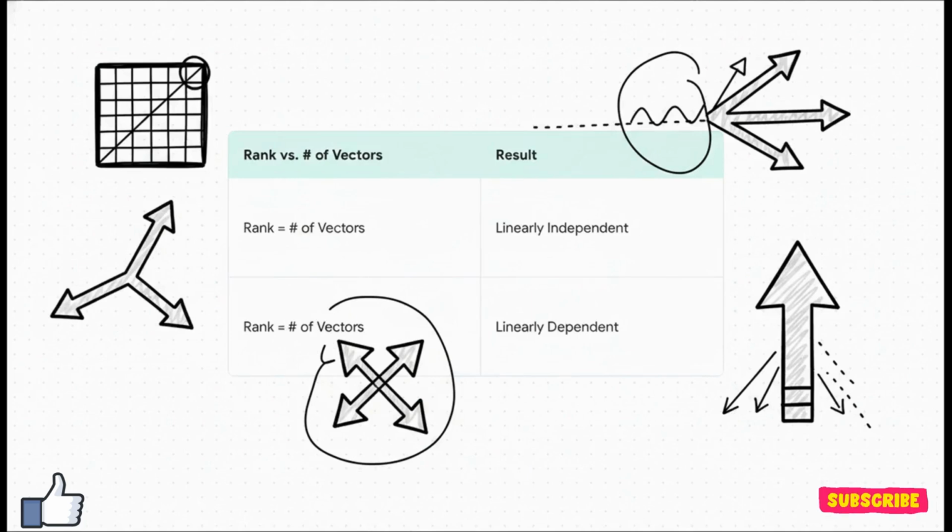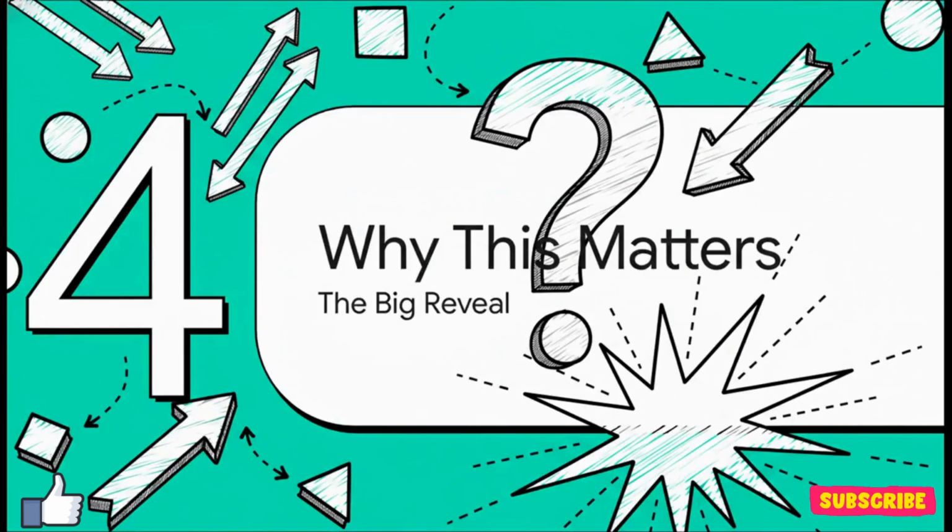So here's the rulebook for the rank test, nice and simple. If the rank is equal to the number of vectors you have, they're linearly independent. If the rank is less than the number of vectors, they're linearly dependent. That's it! And because this works for any shape of matrix, it is an incredibly handy tool to have. Okay, so we've got these 2 powerful tests, the determinant and the rank. But let's get to the big question. So what? Why do we even care if a bunch of vectors are dependent or independent? Well, this is the part where all that theory smacks right into the real world.